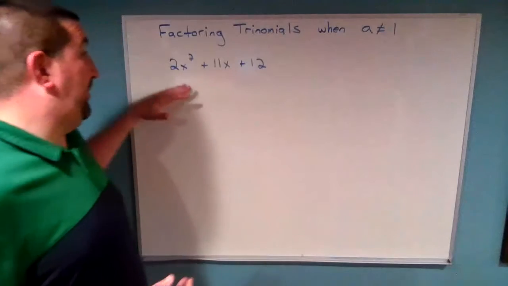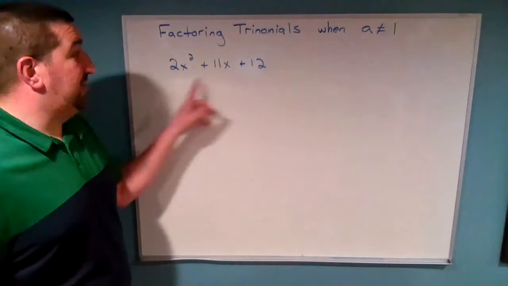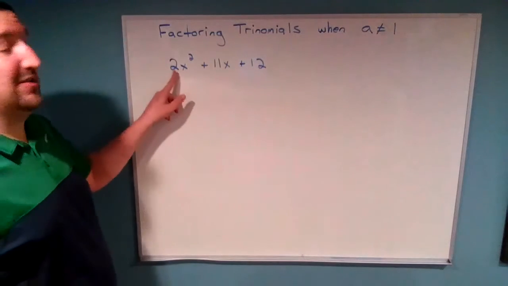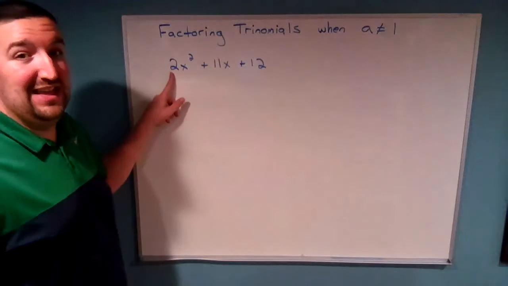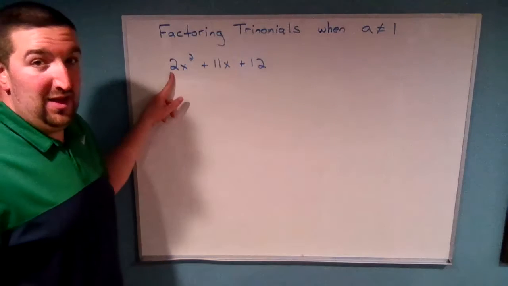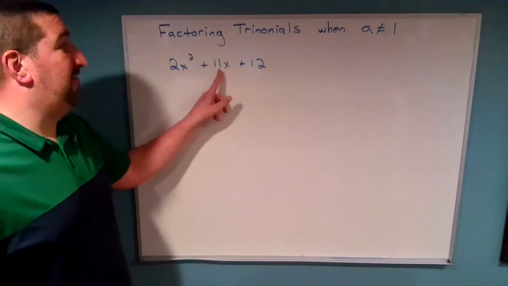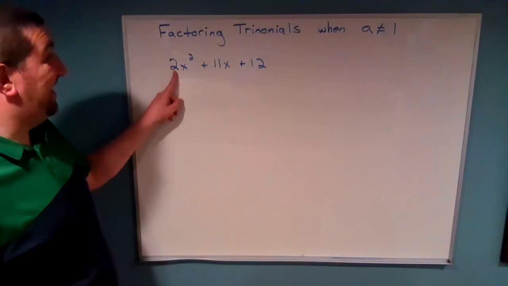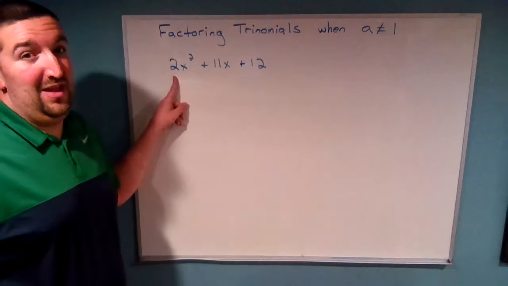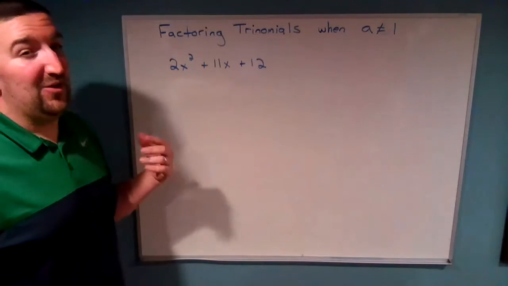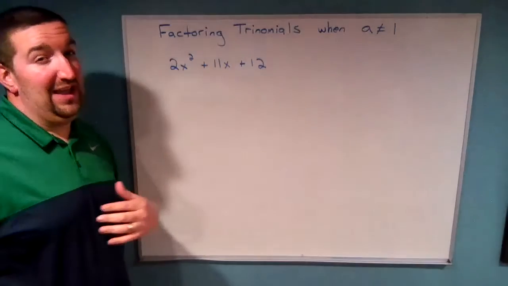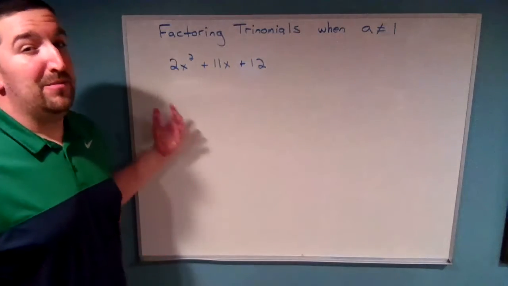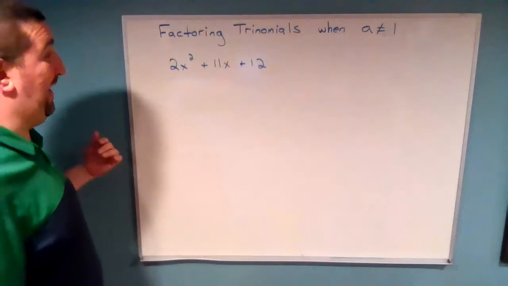So we have a trinomial here, 1, 2, 3 terms. The a term, that's the coefficient in front of x squared, is something other than 1. All right? I just can't look at 12 and 11 and figure out what multiplies to 12 and adds to 11 because I have this a term here. What I do is I call this the AC method. If you look up the AC method, you might see something slightly different than this, but I just wanted to show you how I do it.